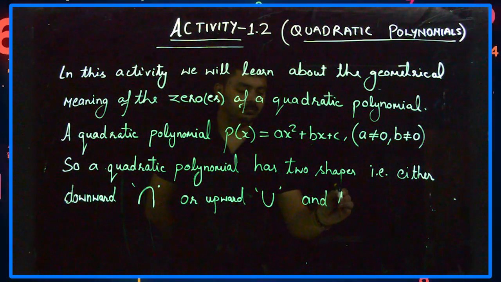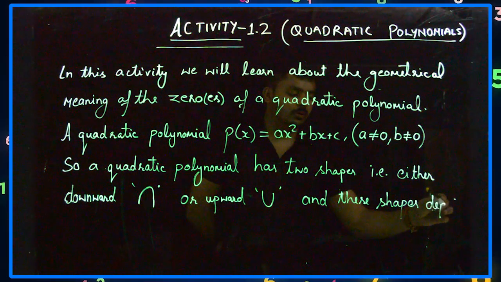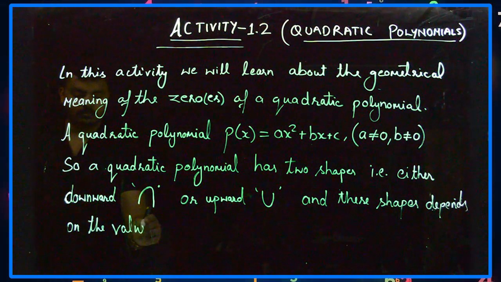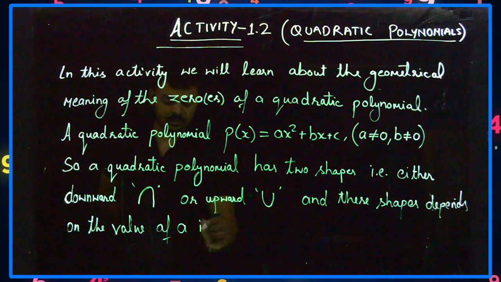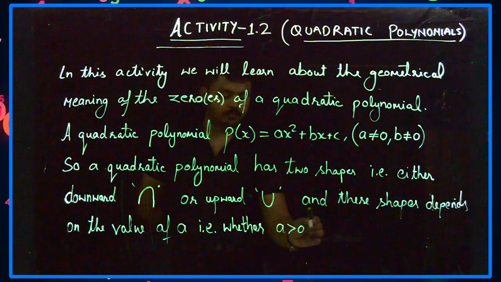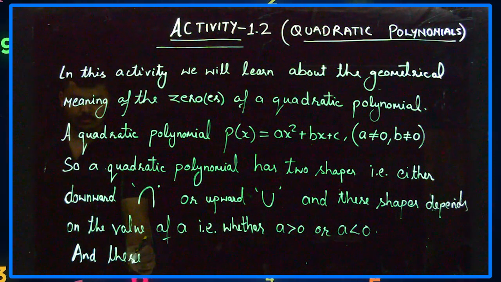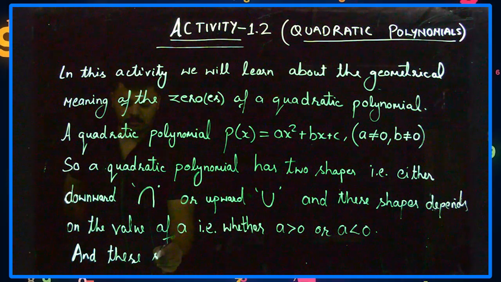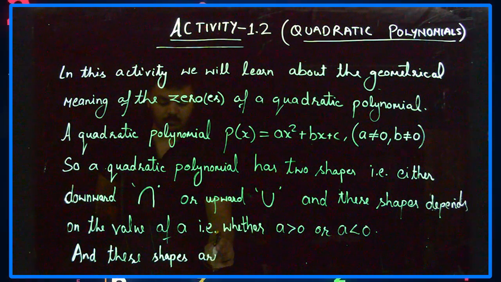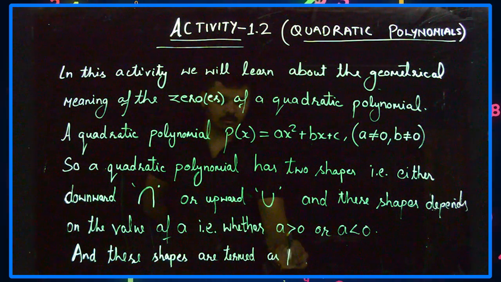And these shapes depend on the value of a, that is whether a is greater than 0 or a is less than 0, and these shapes are termed as parabolas.